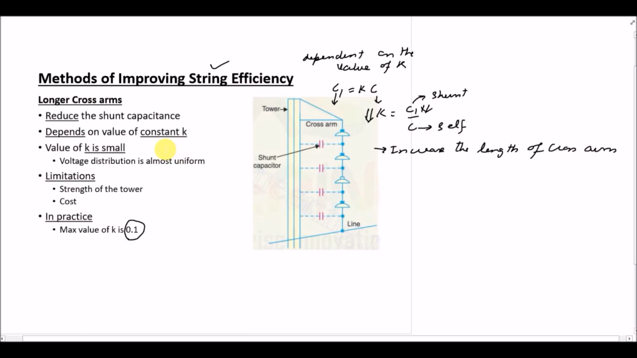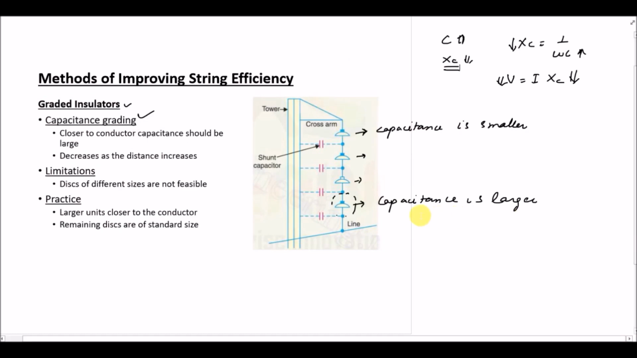Now if I have to increase the string efficiency of the string insulator, we either have to increase the cross arm length, and by increasing the cross arm length, we are reducing the shunt capacitance value, and if the shunt capacitance value is reduced, the value of K will be reduced, and if the value of K is reduced, the voltage distribution across all the insulators will be equal.